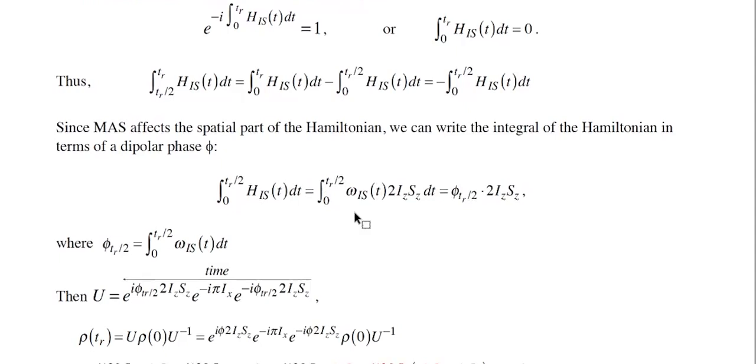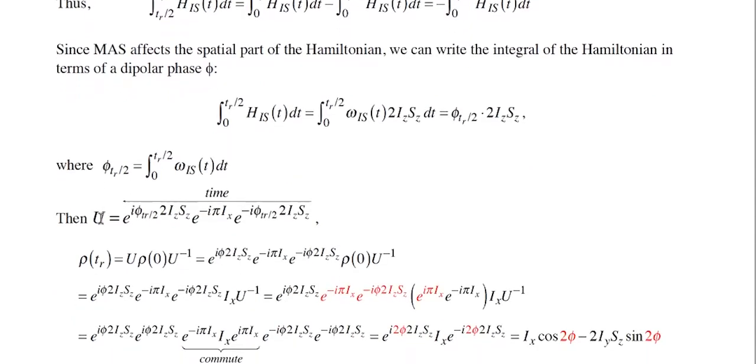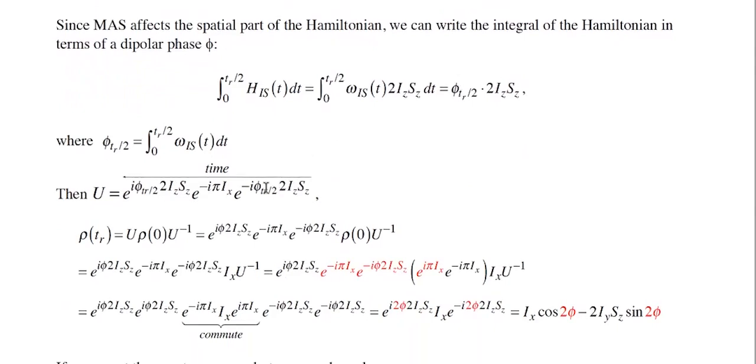So that's my notation. All right, so this is the overall propagator due to this half rotor period, pi pulse, half rotor period. Now I have a more explicit notation with an arrow pointing to the left in time. And given the simplification, the first half, the free rotation, will give me e to the minus I phi TR over 2 times 2 IZSZ. And then I have a pi pulse. And then I have the second half, and it's opposite in sign to the first half. So I have e to the positive I phi.